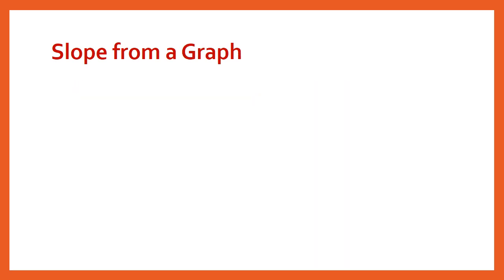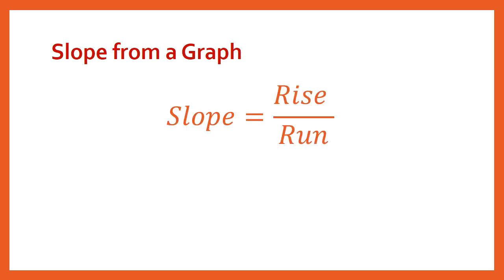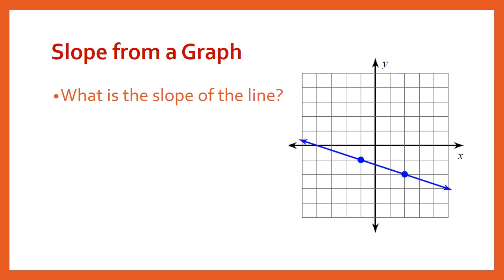Now, if we have a line represented by a graph, we can calculate the slope of the graph by finding the rise divided by the run. Okay, let's look at this example and calculate the slope of a line represented in a graph. To start calculating the slope, I have to choose 2 nice points on the line to work with. I'm going to choose this bottom point and this top point. And to be able to calculate the slope, I have to calculate the rise and divide that value by the run.